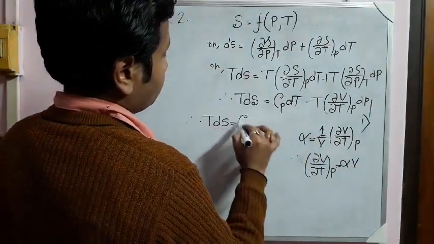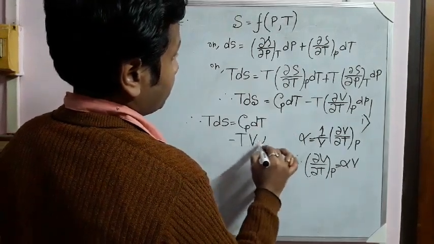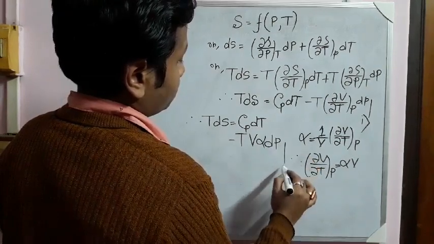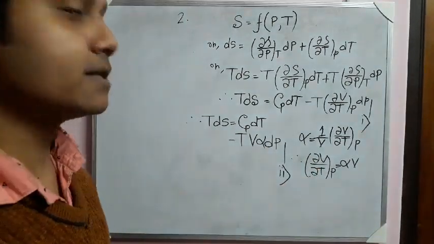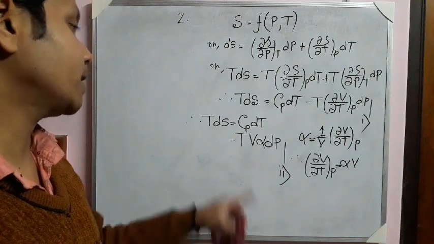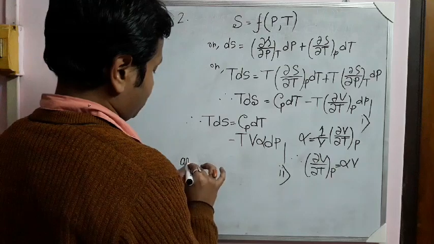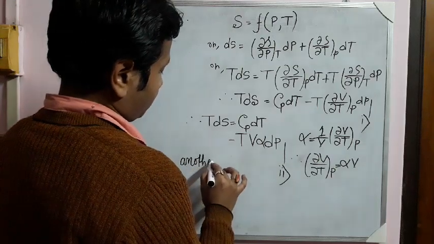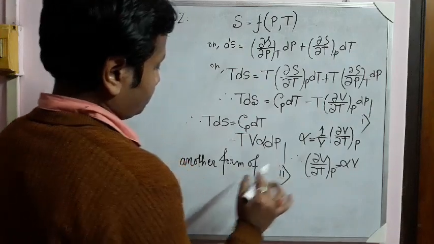T ds equals Cp dT minus T V alpha dP. So this is also another form of the second TdS equation.